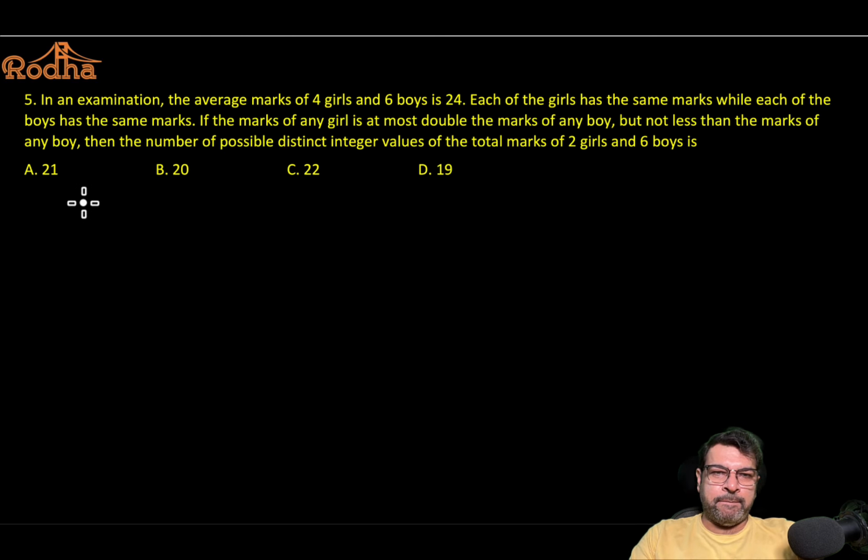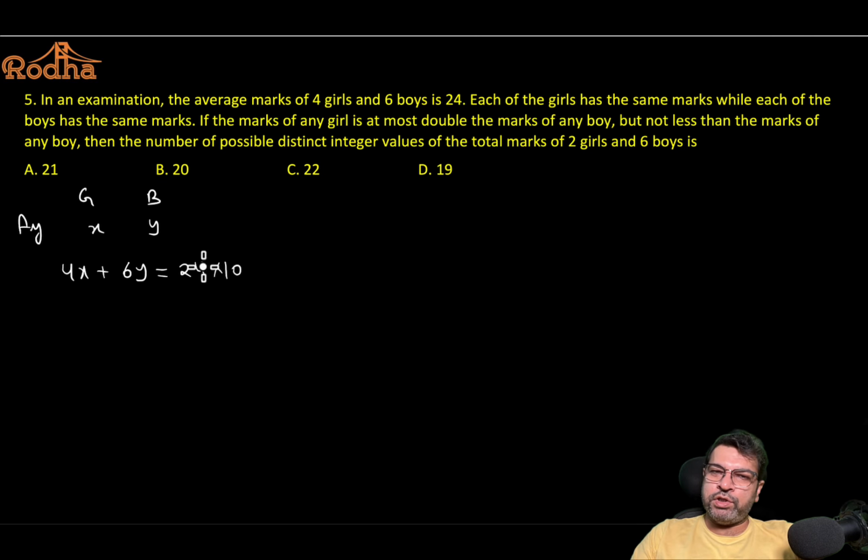Okay, let's see what we can do. So we have girls and boys. Let's assume the averages of girls and boys are x and y. So the average of four girls, it is stated, each of the girls has the same marks. So we assumed the marks themselves. So every girl has x marks, every boy has y marks in a way. So what is the total marks of four girls and six boys? Four girls, that is 4 into x plus 6 into y. This is the total marks. And the average is 24 for 10 people. So the total should be what? 24 into 10, average into number of people. We can cancel out 2. So 2x plus 3y is equal to 120. That's your relation number 1.